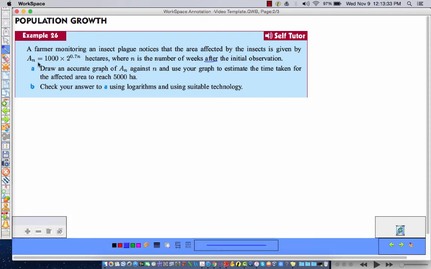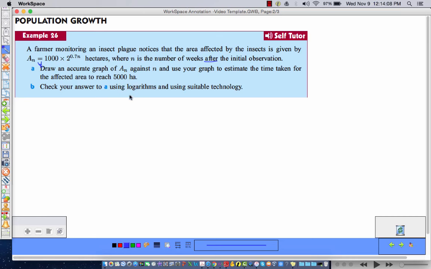Now, we are not going to draw an accurate graph, because to draw one we have to know how to handle 0.7 to the n power. It would take too much time, and we would always do this with a calculator. We know how to graph these, so we're going to move forward. But they want us to use our graph to estimate the time taken for the affected area to reach 5,000 hectares, and we're going to check using logs and using technology.